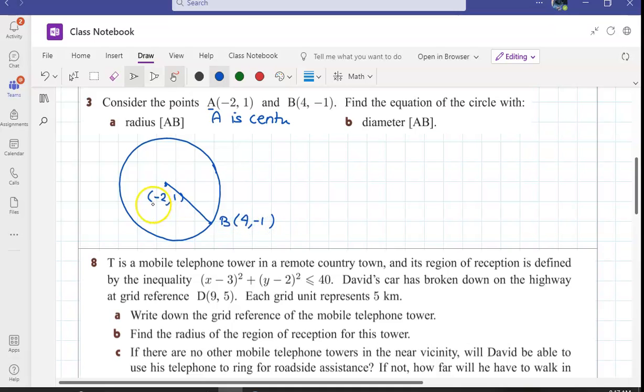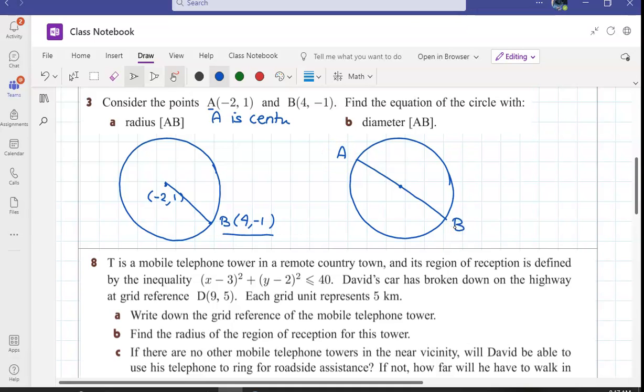So again, you can write the first bit of your equation, the center, x plus 2 squared, etc. Your choice. Do you want to work out the distance or do you just want to sub it in? Yeah, I'm a sub. Okay. Find the equation of the circle with diameter AB. Oh, I always ruin it with the line through. It doesn't quite go through the center.